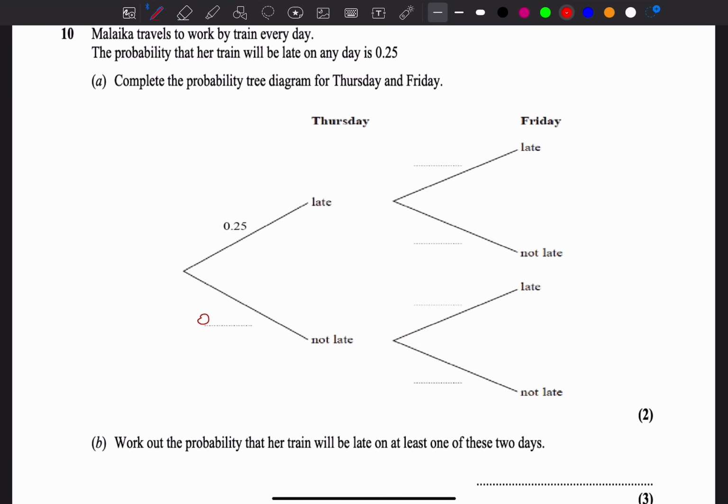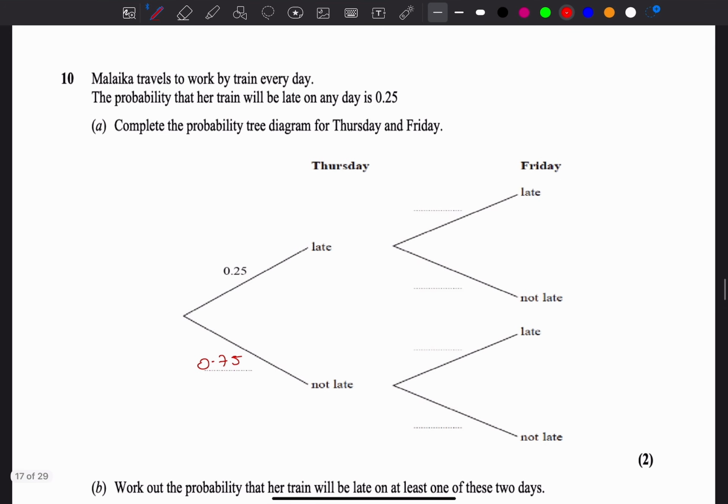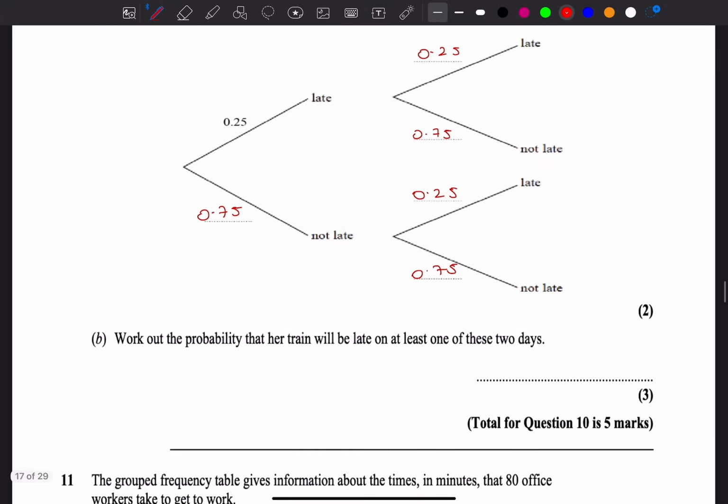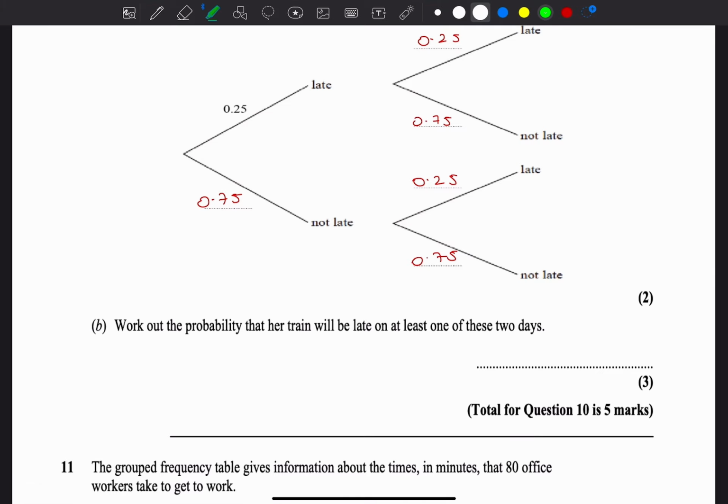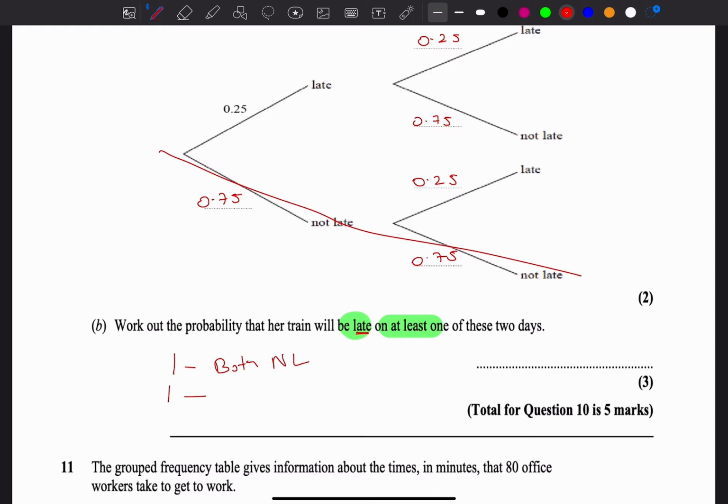If it's 0.25, it's 0.75. I don't have any other numbers on this. So it's 0.25, 0.75. The keywords we are looking for are at least and late. At least means 1 minus both. If it says late, you do not late. One take away what is not late is like that. 0.75 times 0.75. Put that on a calculator, which will give you 0.4375.